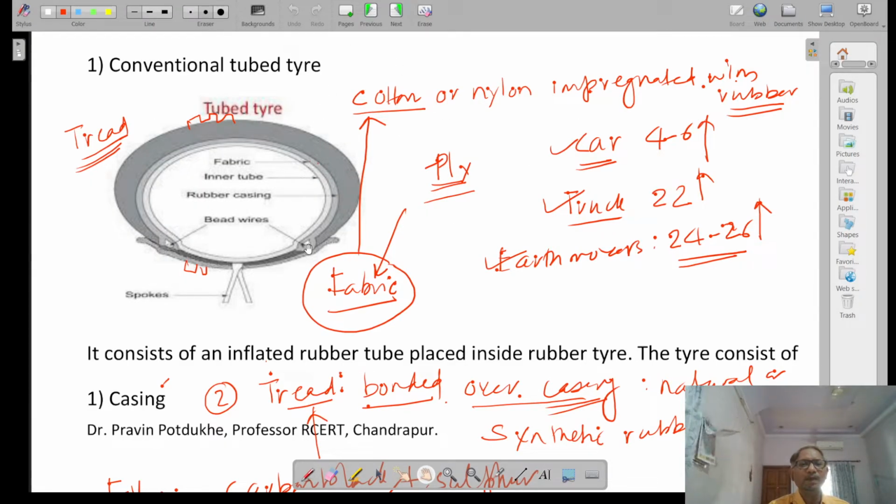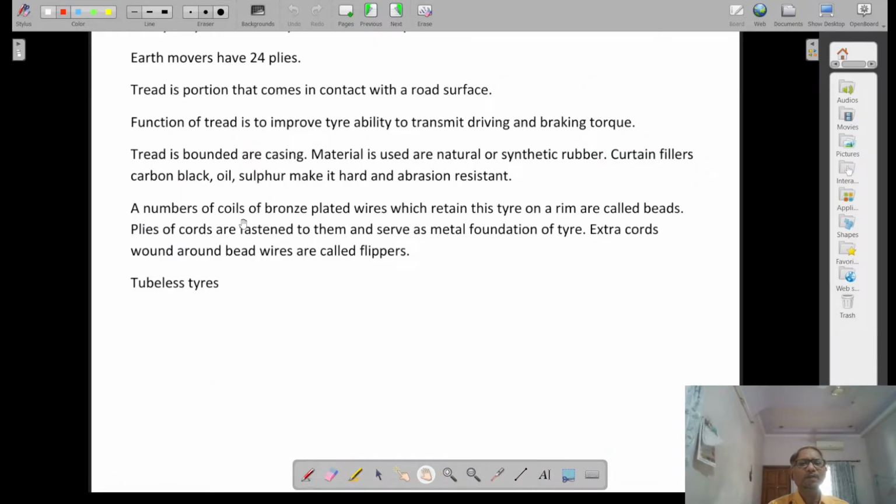You can see here there are wires in the casing, these wires. The number of coils means there are coils of bronze plated wires which retain the tire on the rim, and they are called beads. The plies of cords are fastened to them and serve as the metal foundation of the tire.